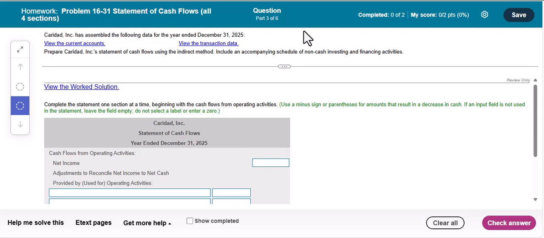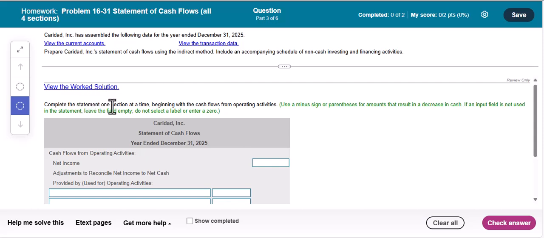Problem 16-31, Statement of Cash Flows, all 4 sections. Caridad Inc. had assembled the following data for the year end December 31st, 2025. You can view the current accounts, view the transaction data, prepare Caridad Inc.'s statement of cash flows using the indirect method, include an accompanying schedule of non-cash investing and financing activities.